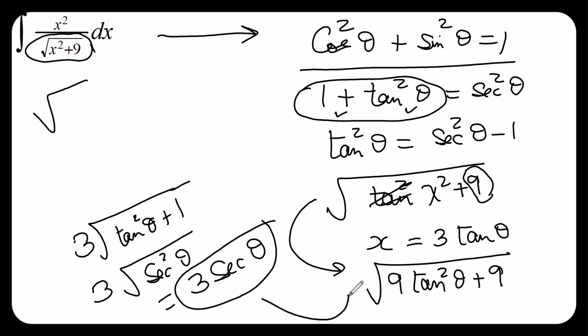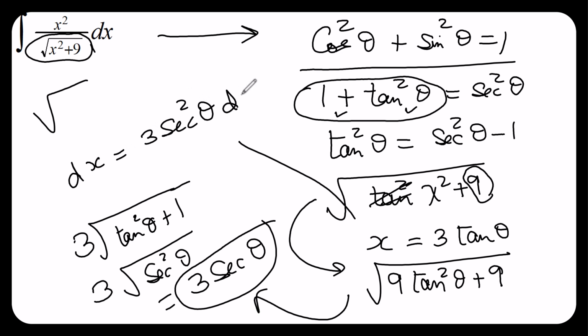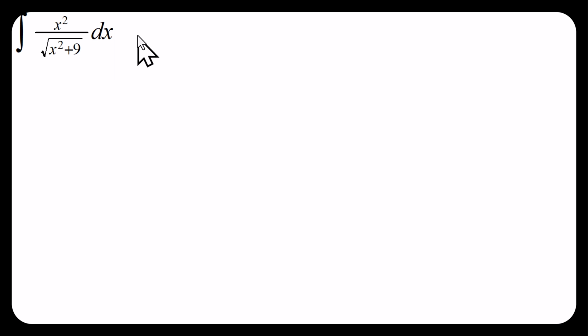So this quantity transforms to 3 secant theta, and of course dx will become how much? Dx will become 3 secant square theta d theta, right? So let's start working with these values. So first thing I will do is just clear the marker board. All right. So what we have here is that we are taking x as 3 tangent theta, which gives us dx as 3 secant square theta.